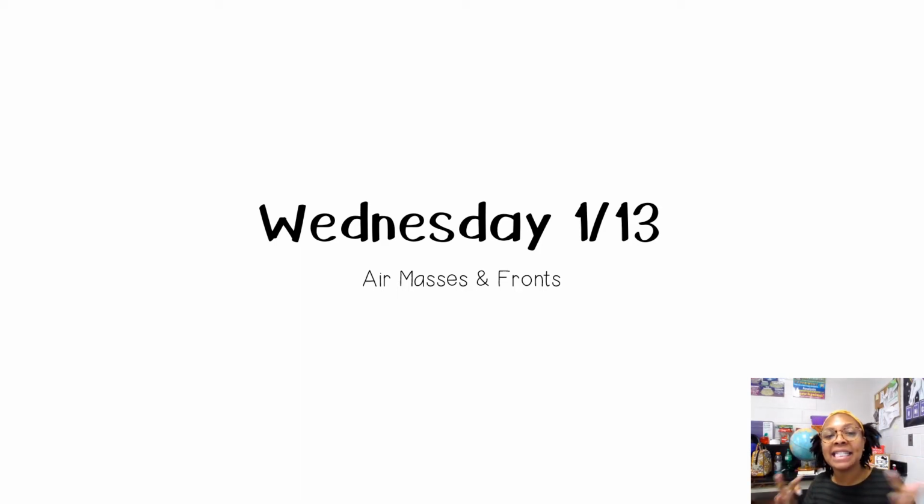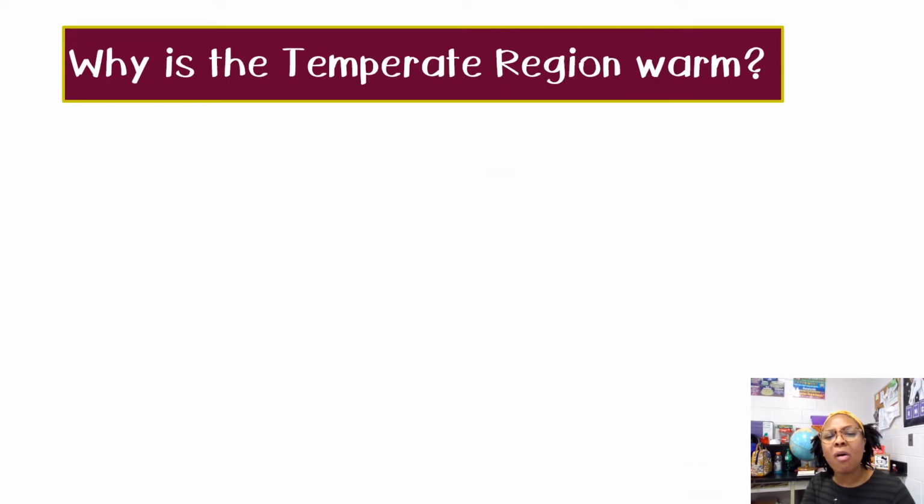So today is Wednesday, January 13th, and we are going to be talking about air masses and then touch on fronts a little bit. All right, so we've been talking about global winds, climate regions, and how that wind moves the weather. So today we're going to go a little bit more in depth. All right, but first, let's talk about why is the temperate region warm.